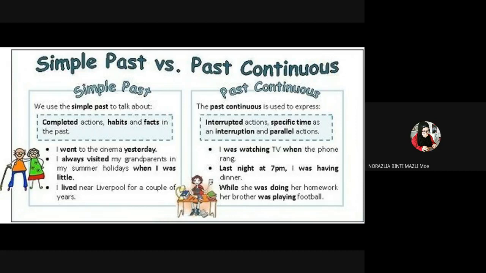Okay, and then last one, while she was doing ni parallel actions. Maksudnya while saya buat benda ni, sementara waktu tu orang lain buat benda ni. Okay. So depends on the situation lah. Kalau we are talking about interrupted action, kita akan pakai satu continuous, satu past. Kalau kita tengah cakap pasal parallel action, depends pada situation tu. Yang mana yang lagi sesuai.